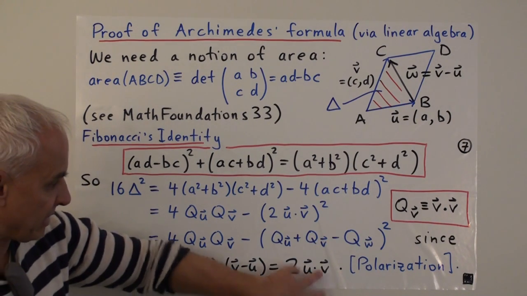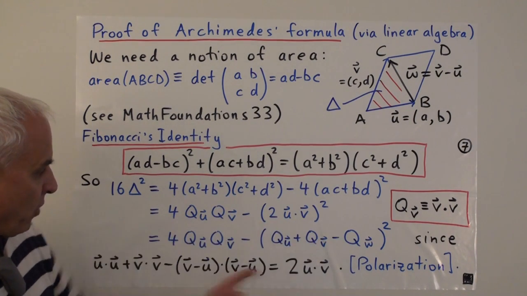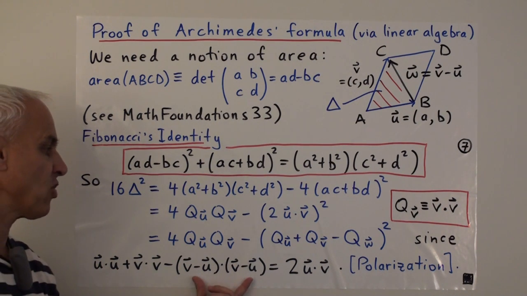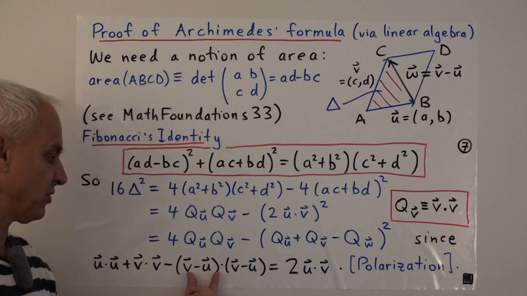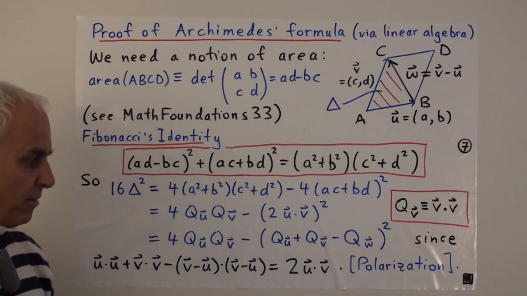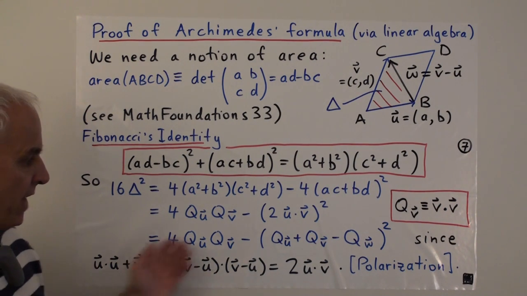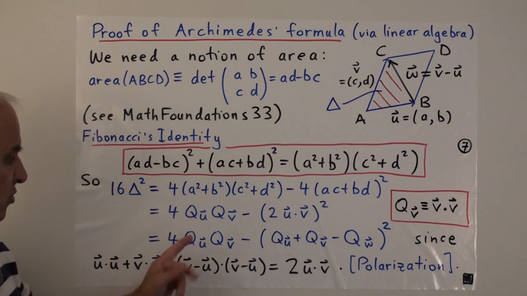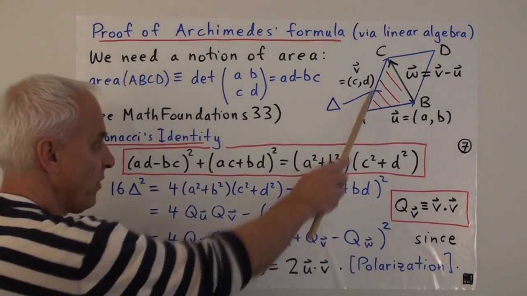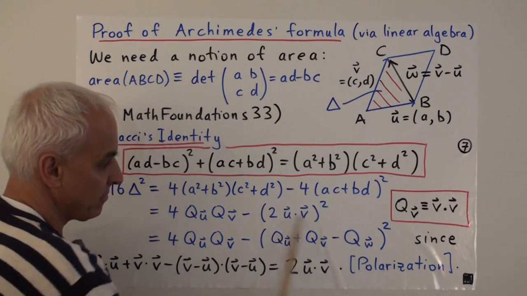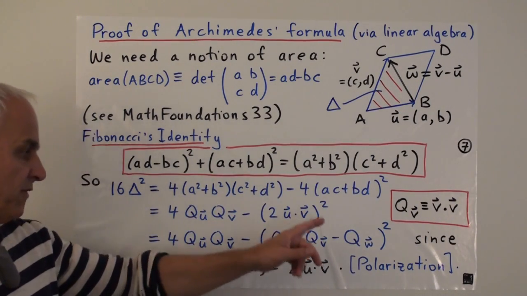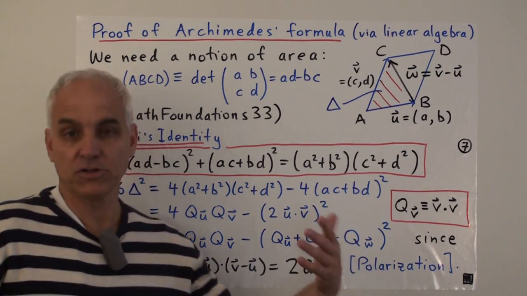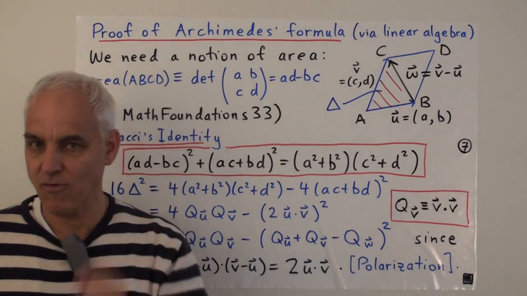Alright, so that's why we can replace the 2u dot v that's occurring here with the quadrance of u plus the quadrance of v minus the quadrance of w, because this is the vector w. There's w dot w. And that's all there is to it. So 16 times delta squared equals 4 times quadrance of u times quadrance of v minus this combination, quadrance of u plus quadrance of v minus quadrance of w, squared. And we saw that that was an alternate form for Archimedes' formula.